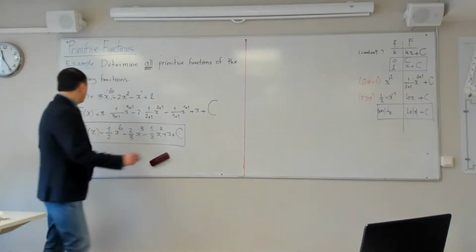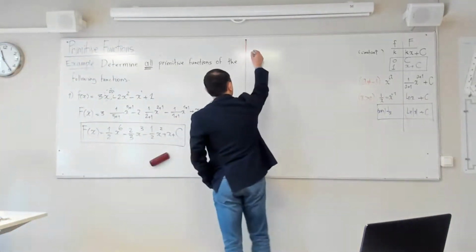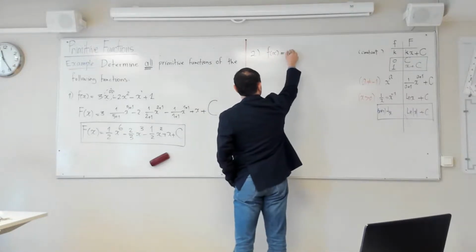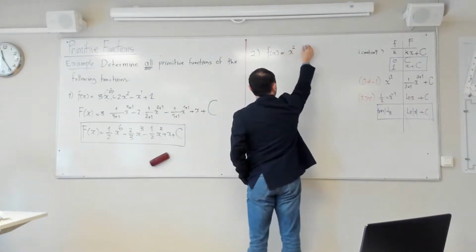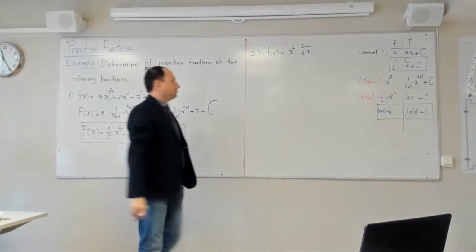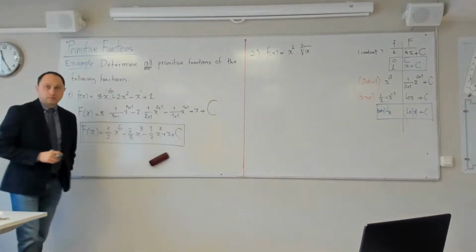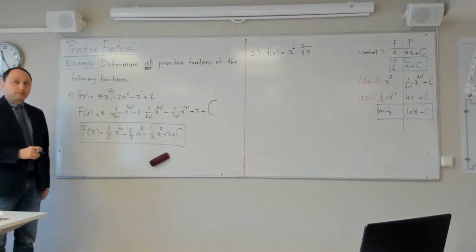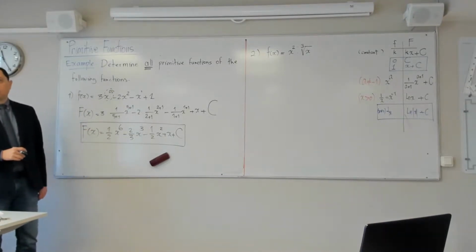So let me not write number 2. Let me increase this little by little. So f of x is equal to x to the power of 2 multiplied by the third root of x. Let us see how it is coming.